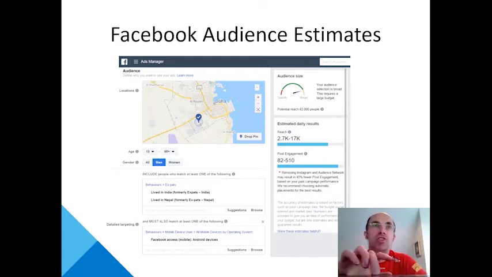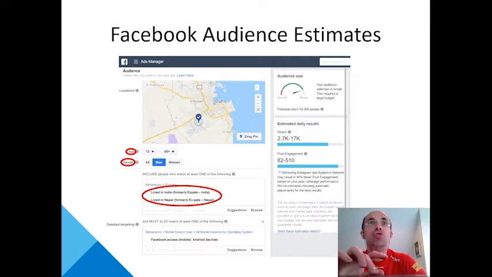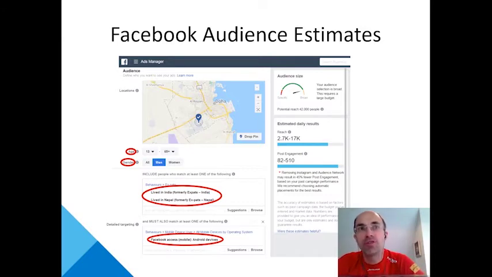Here, you're seeing a screenshot of Facebook's advertising platform where I'm targeting people who live in this particular part of Doha, who have a particular age, particular gender, who used to live in either India or Nepal, and importantly, who are using Android devices to access Facebook. Why is the device type of interest? Well, put simply, Android devices are cheaper than iOS devices.